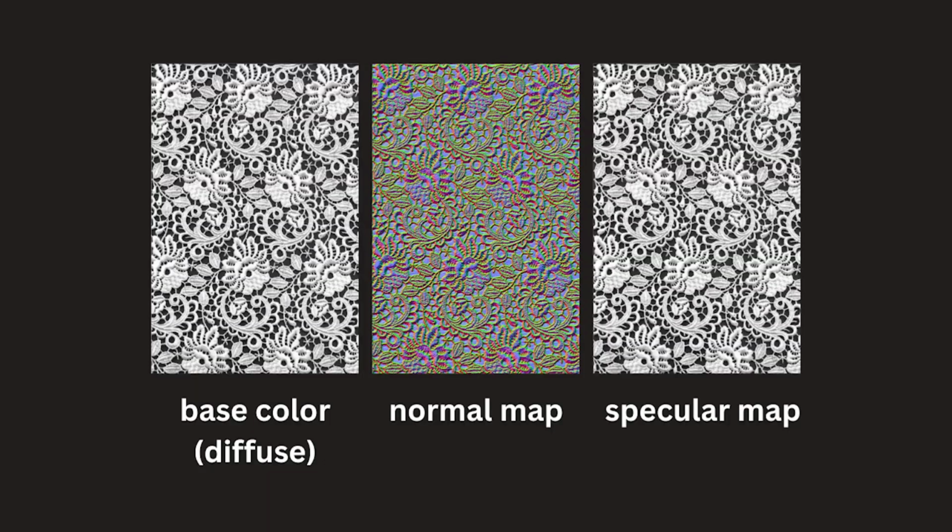Let's dive in. To create realistic textures, we need a few image maps. Base color or diffuse, this is your fabric's color or print. Normal map, add depths and small wrinkles. Roughness or specular map, control how shiny or matte your fabric is. Opacity map is optional for lace, mesh, or sheer fabric.